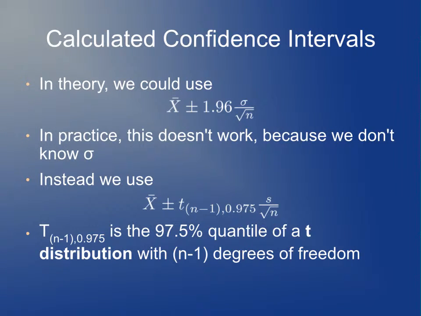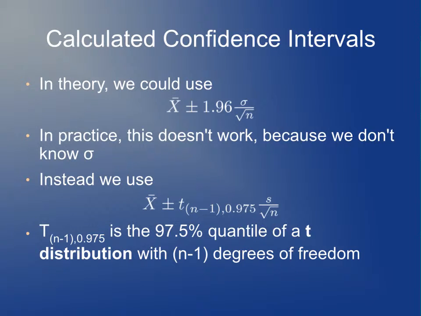So how do you calculate these confidence intervals in practice? If you look at the formula on the previous slide, we can get a 95% confidence interval by taking x bar plus or minus 1.96 sigma over the square root of n. This won't work in practice because you won't know the standard deviation sigma. So instead what we do is we take x bar plus or minus the appropriate quantile of a t-distribution times s over the square root of n.